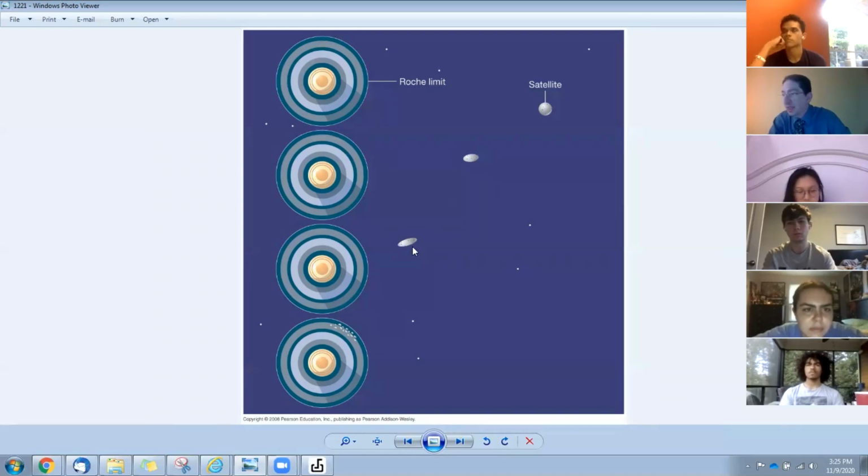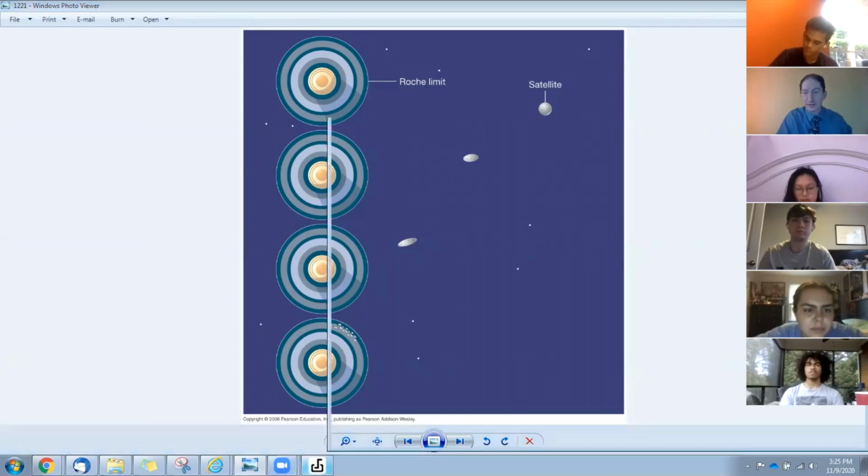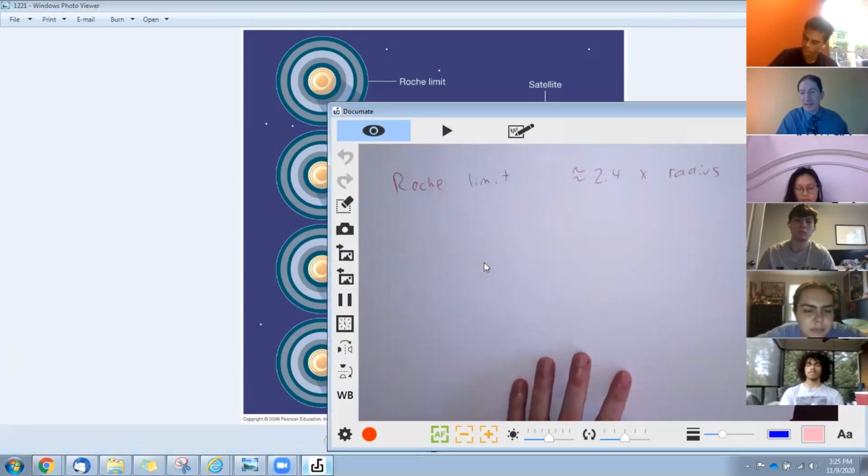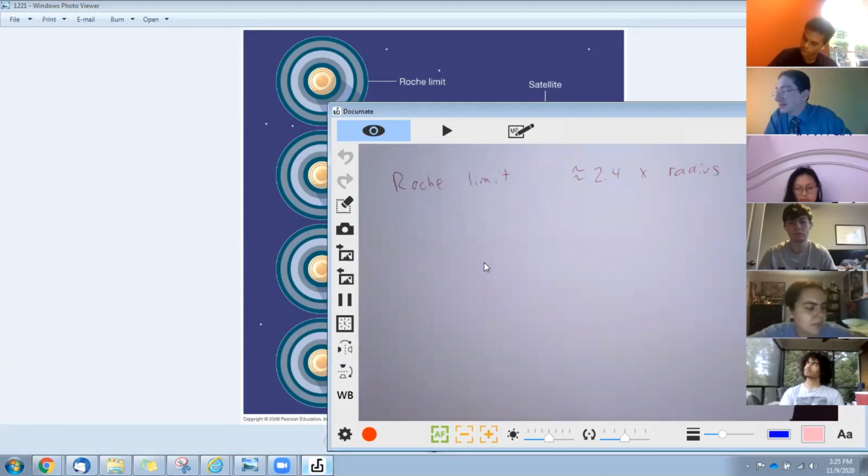apart. And there's an equation for that, a rule of thumb. I'll just put it up here. Let me go to the dot cam. It's called the Roche limit. Once you get within 2.5 times the radius, that's when moons tend to fall apart. The tidal stretching, the gravitational difference from one side of the moon to the other, is so great, it tears it apart. Now, this assumes that the density of the moon is the same as the density of the planet.